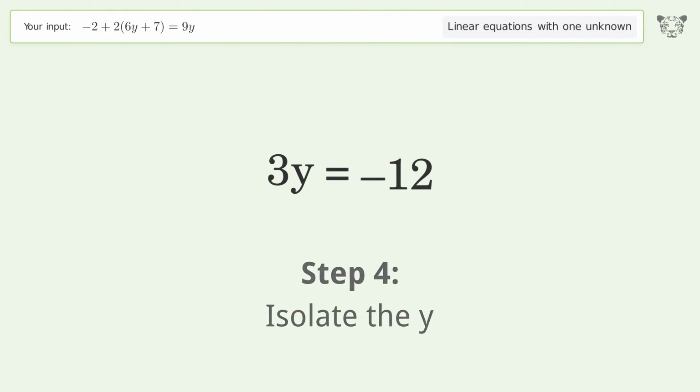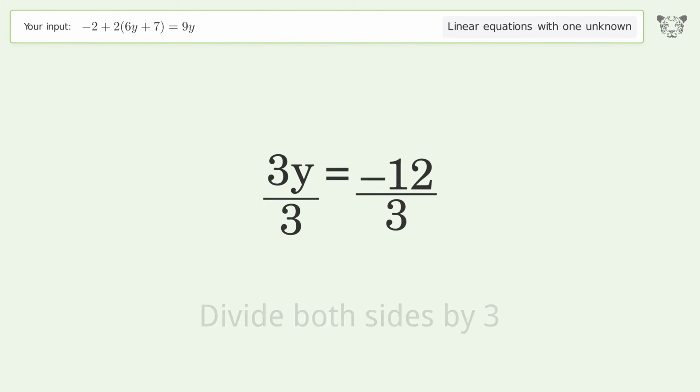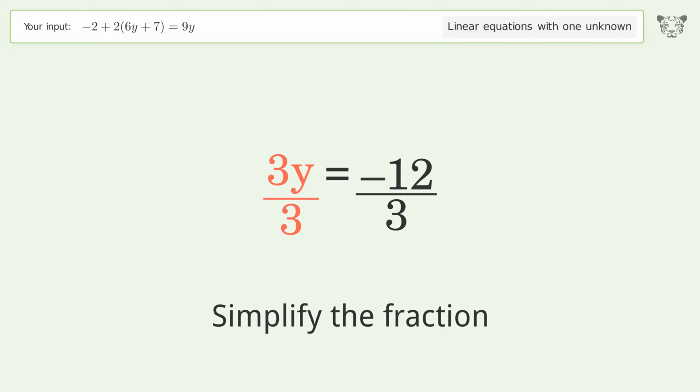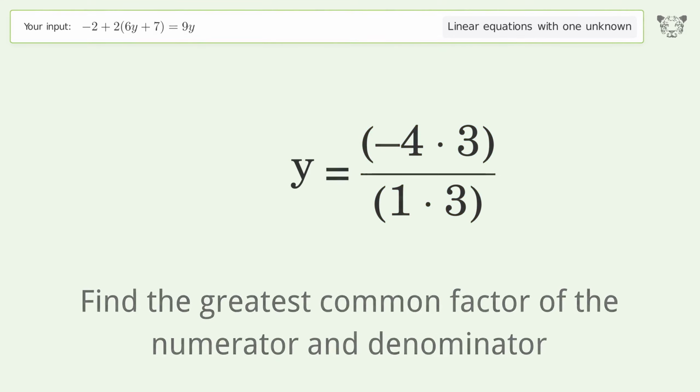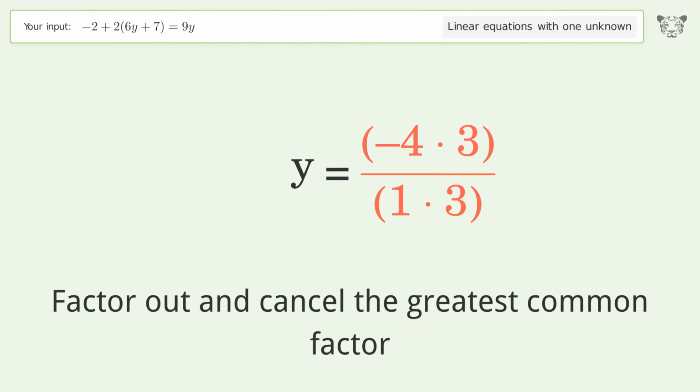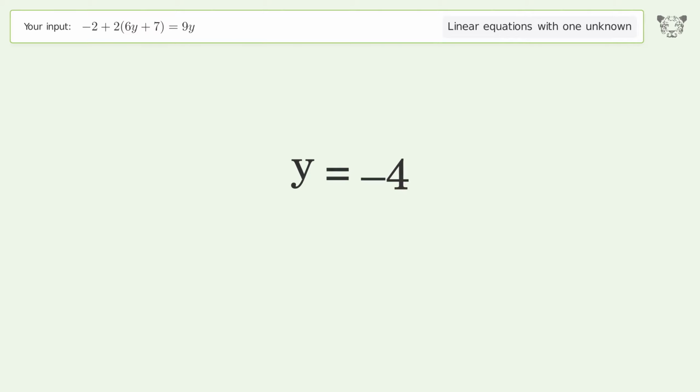Isolate the y. Divide both sides by 3. Simplify the fraction. Find the greatest common factor of the numerator and denominator. Factor out and cancel the greatest common factor. And so the final result is y equals -4.